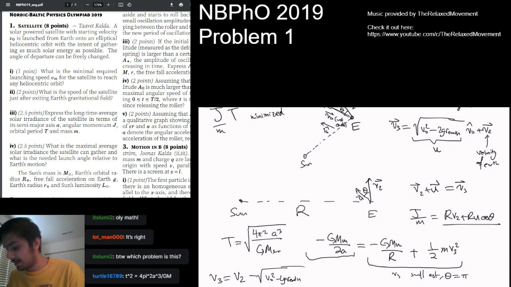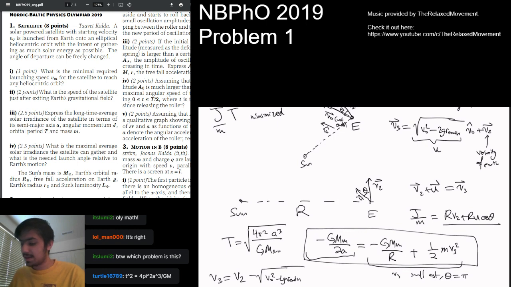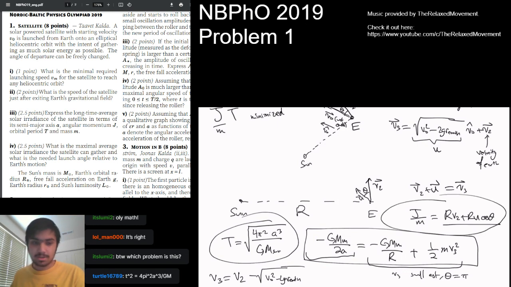And then you can calculate A in this way. This is how you get A. This is how you get T. This is how you get J. It's just now RV2 minus RU, and then you just plug it in and you get JT over M. I'm not going to calculate that.